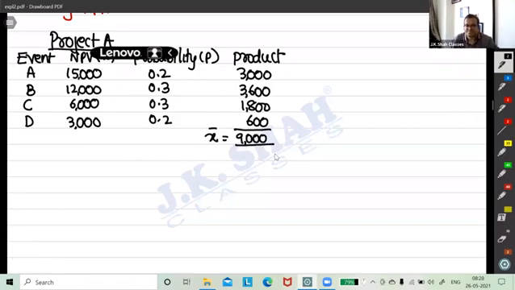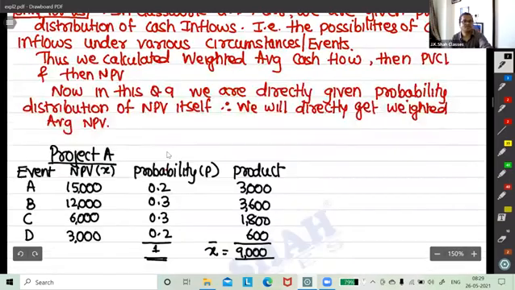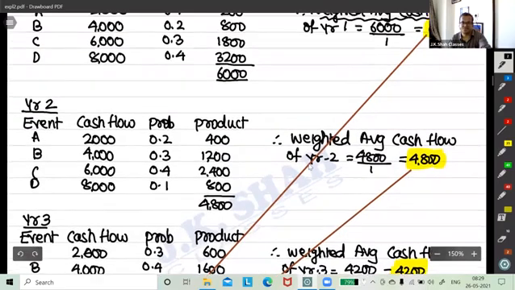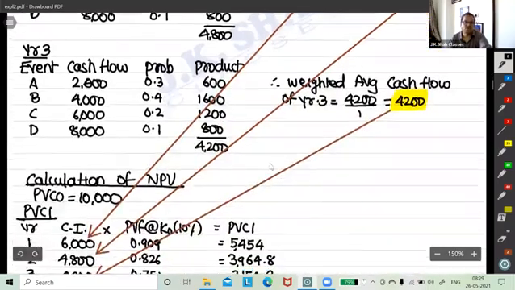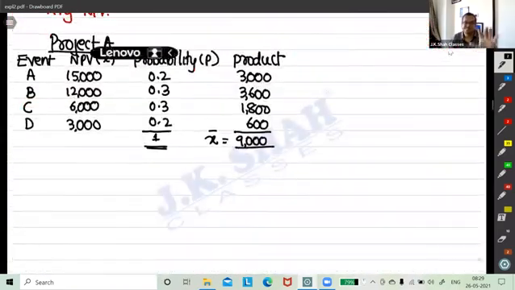How, sir? Take total product divided by total weights. Because it's a probability, the total weights are always 1, guys. So prove it, sir. See, everywhere we're writing like this only. Now, weighted average cash flow means only this total I'm getting is X bar. Are you convinced, people? Or you want me to show the calculation? 9,000 upon 1 is 9,000.